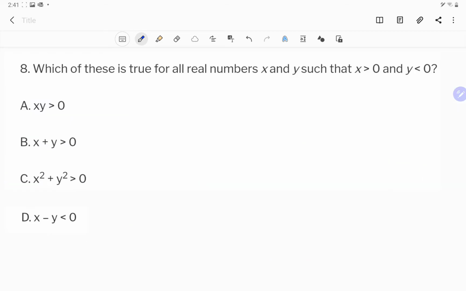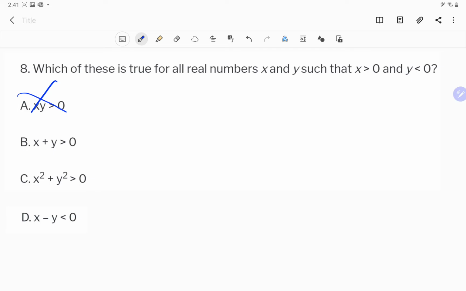Alright, for number 8, which of these is true for all real numbers x and y such that x is greater than 0 and y is less than 0? For this question, you have to examine all the answer options individually in order to eliminate all those that cannot be true. First, if x is positive and y is negative, their product must be negative. So, A is incorrect, right?